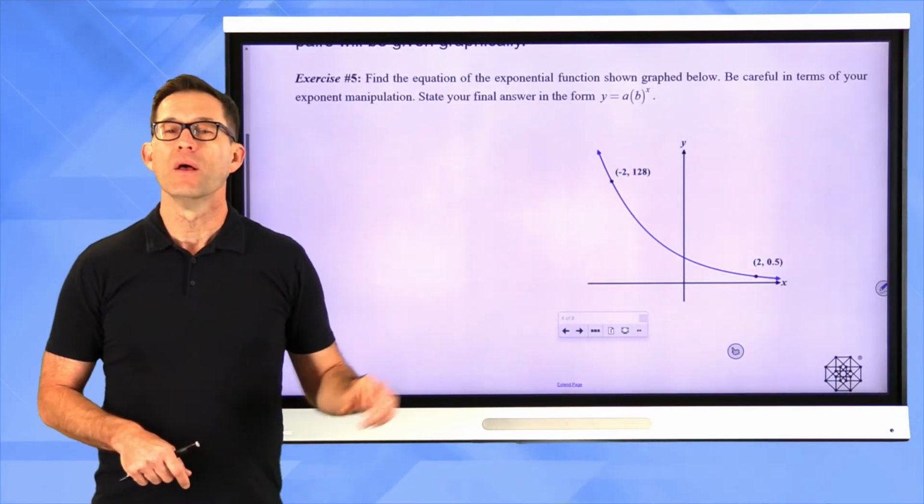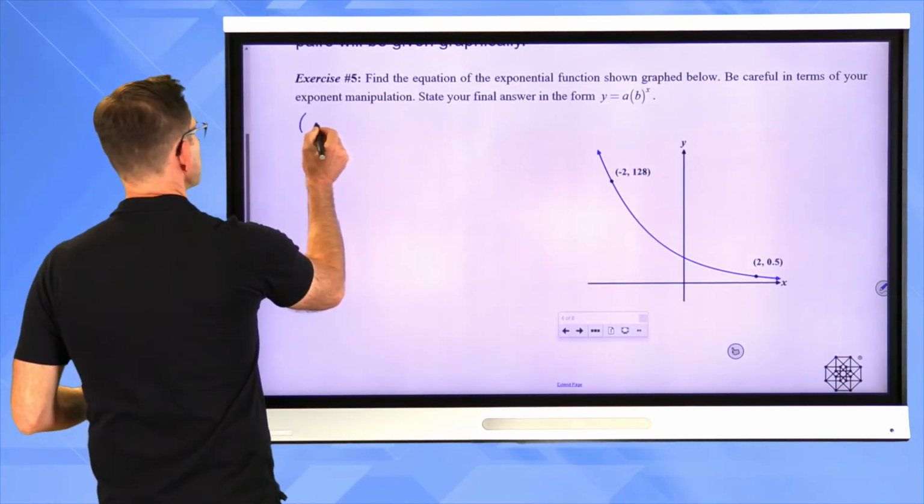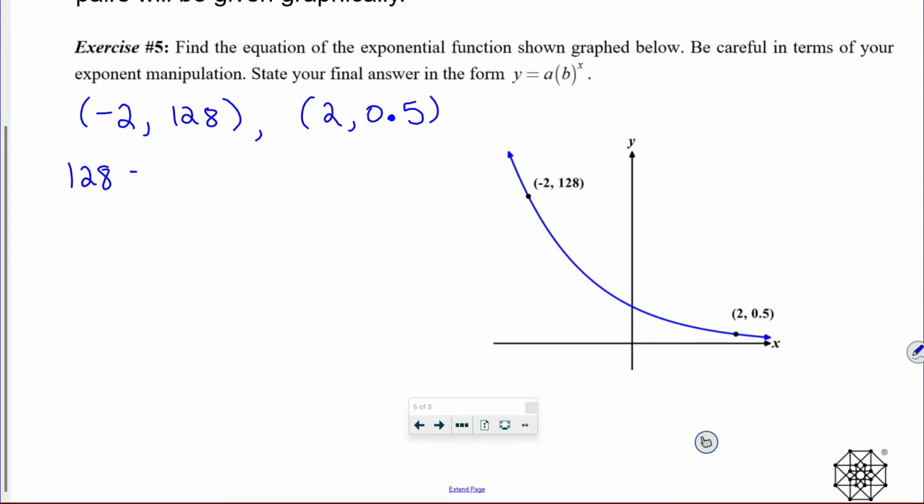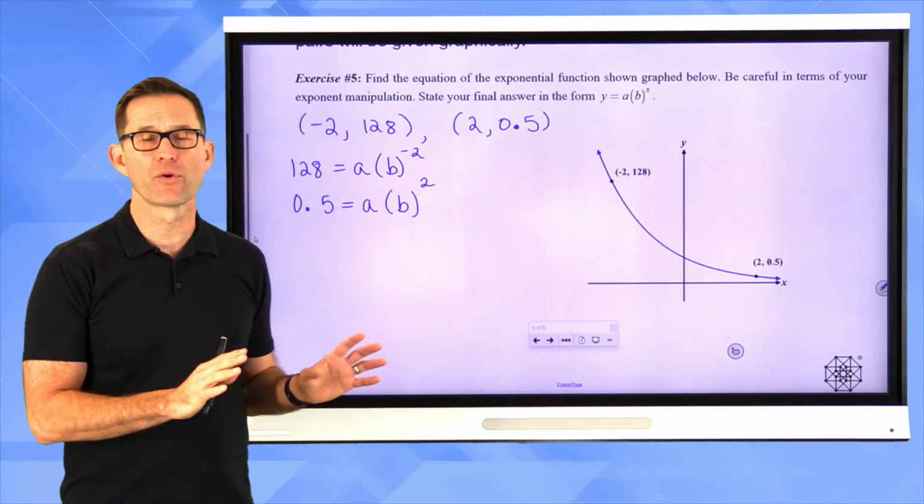All right, let's do it. So let me write down the 2 points so that you can see them a little bit larger. I've got -2, 128, and 2, 0.5. All right, so first things first, what I'm going to do is I'm going to substitute these points into that general form. So on the first one, I've got 128 is equal to a times b to the -2. And in the second one, I have 0.5 is equal to a times b to the +2. Okay, great. And that's always our first step.